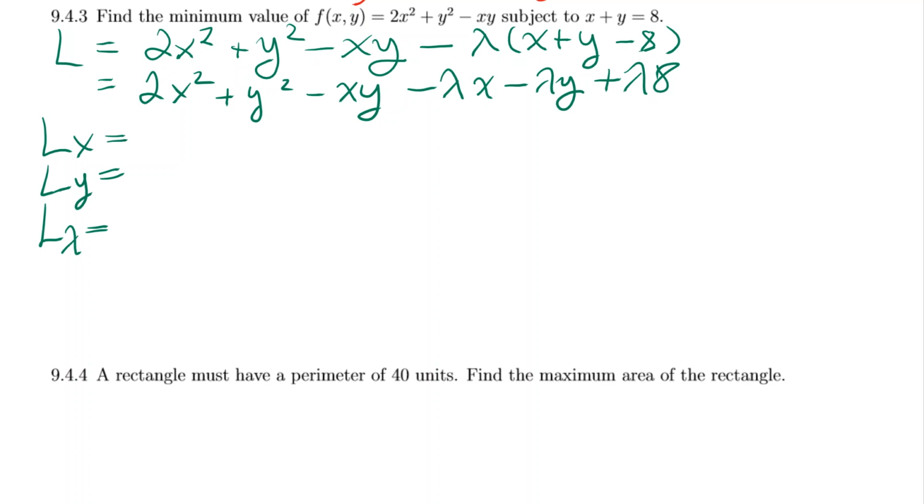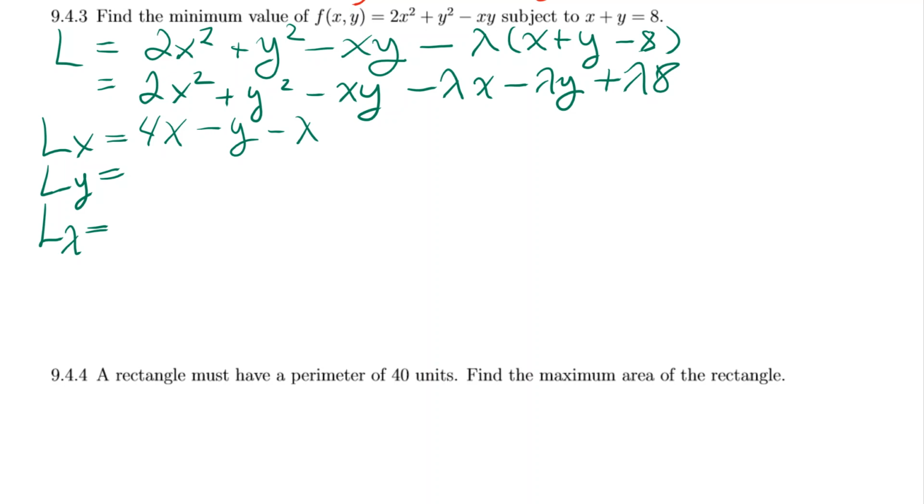One of the nice things about this method is it always has the same steps. Set up my Lagrangian, do my partials, set them equal to 0, and solve. It's got a nice sort of flow to it. Let's do our derivatives. So with respect to x, I'll get a 4x here. I'll get nothing off that guy. Ooh, I'll get a negative y off of that. That's interesting. And then minus lambda.